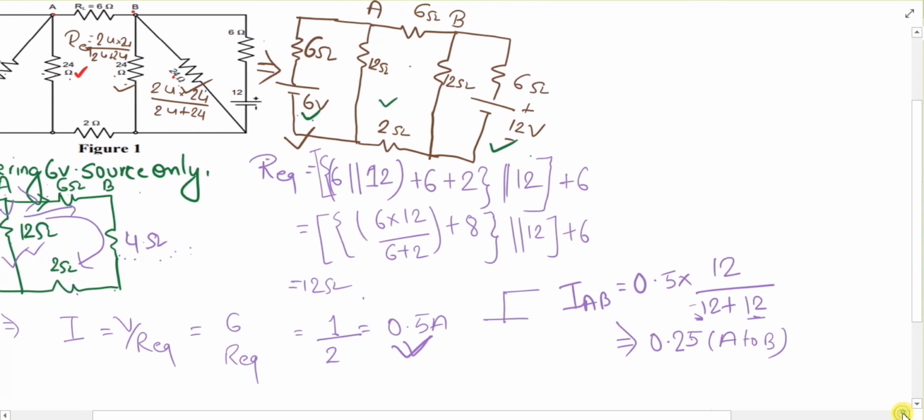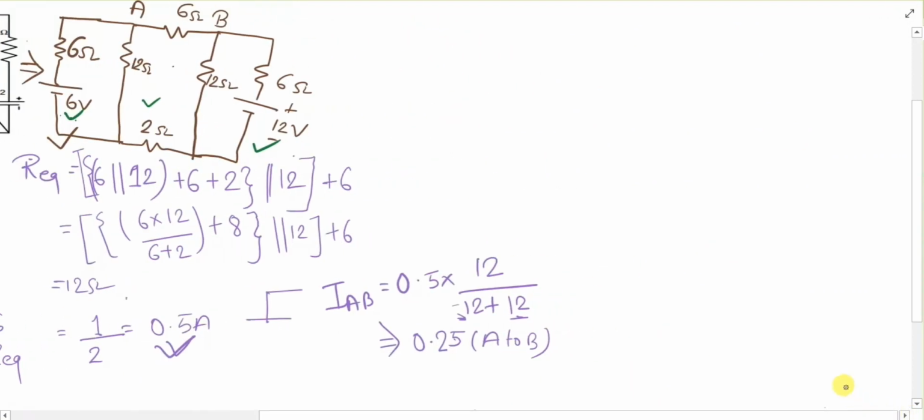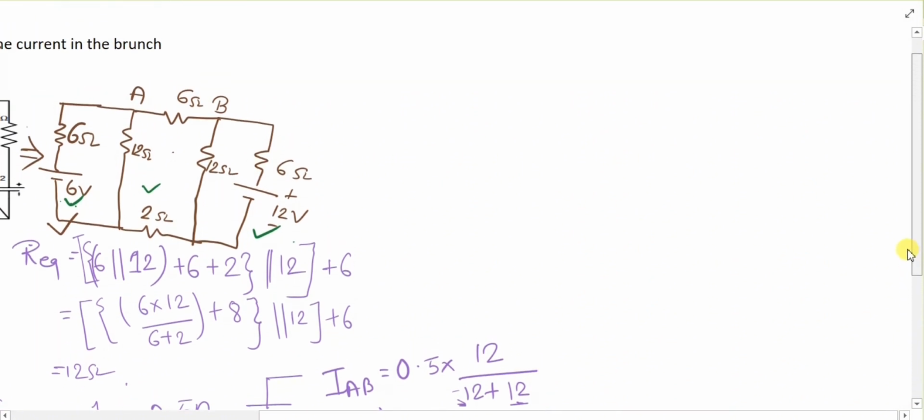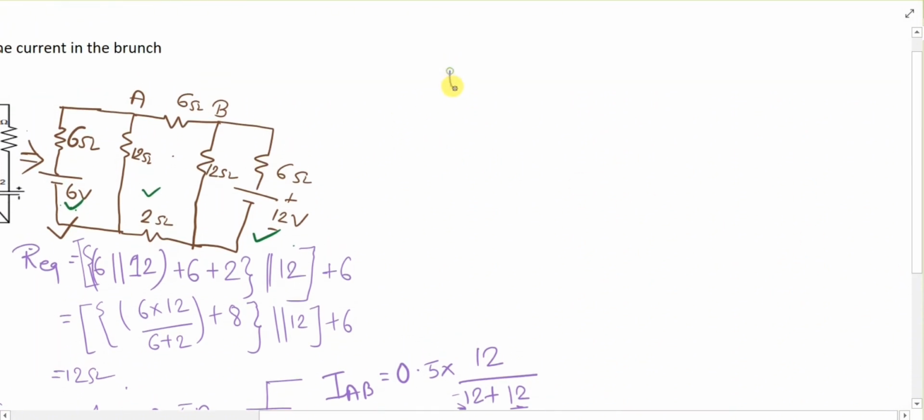Once this is done, let's implement superposition considering the 12 volt source only. Okay, now using the 12 volt source only, what will you get after using 12? So with 12 volt only, you have to draw the figure. Okay, now let's draw the figure.